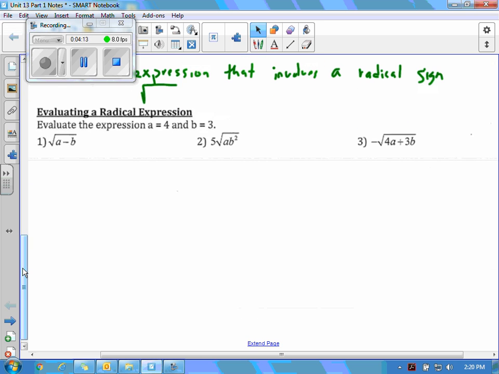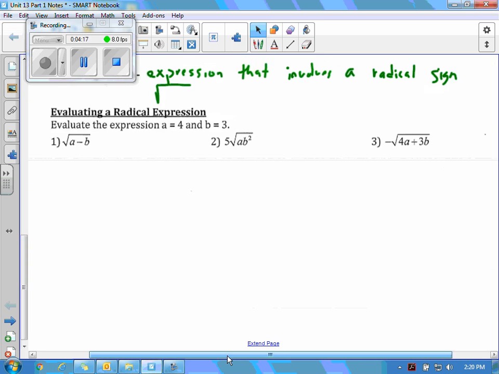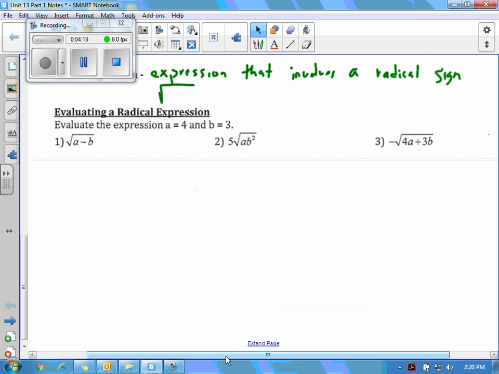It says evaluate the expression for a equals 4 and b equals 3. So for the first one, I have the square root, and then I need to plug in 4 for a and 3 for b. So 4 minus 3 is 1. The square root of 1 is 1.